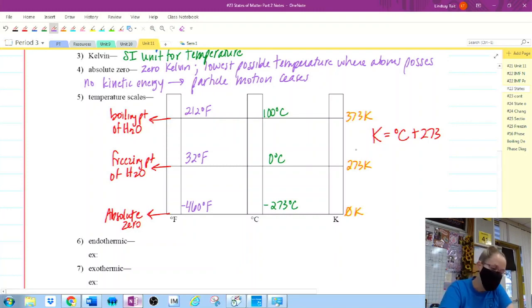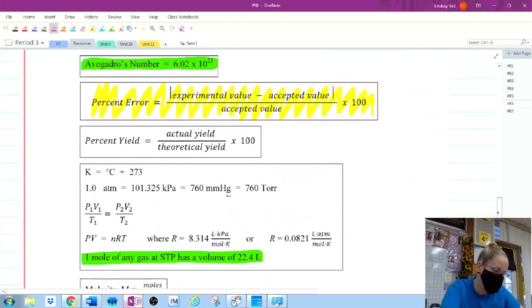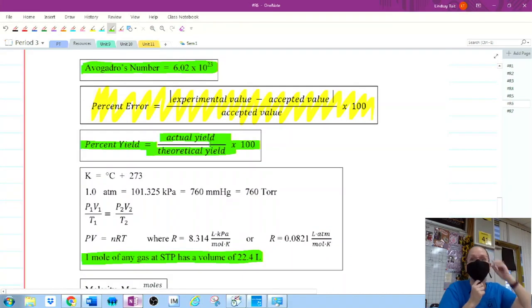Okay. Hey, guess what? This formula right here is on your formula sheet. If we go to R6, just FYI update, you didn't need it for the last test, but hey, look, there's the percent yield equation if you ever needed it. But now coming down here, hey, there's our conversion for Kelvin and Celsius on your formula sheet.